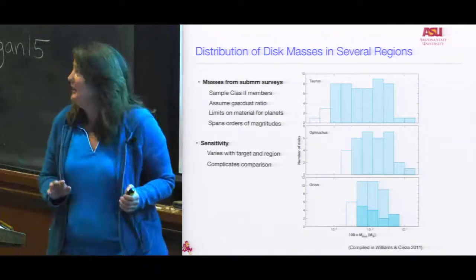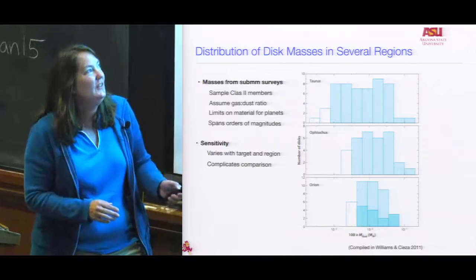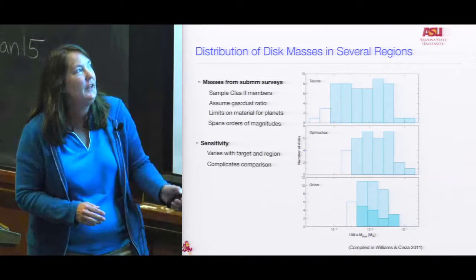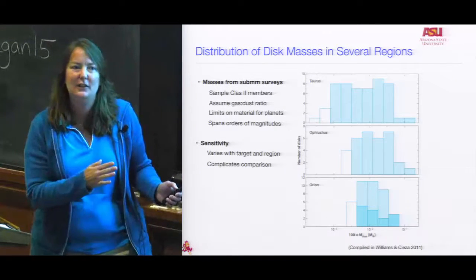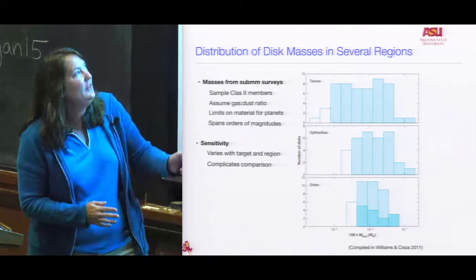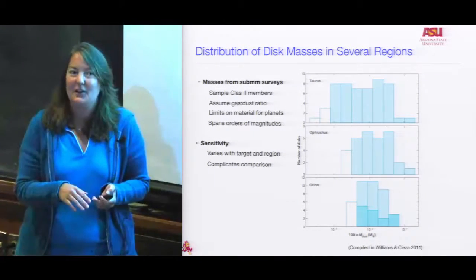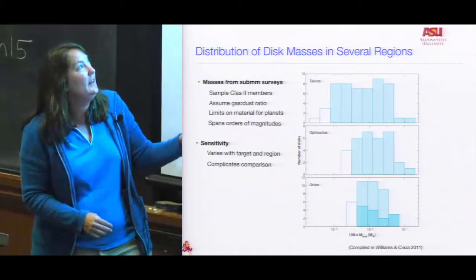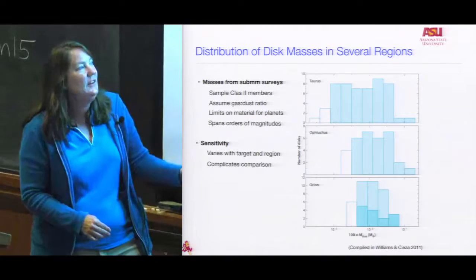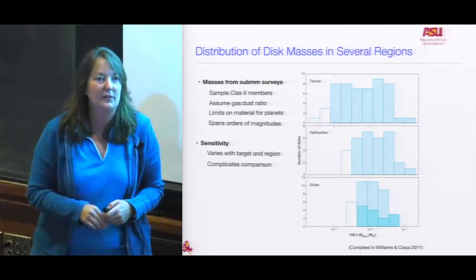The light-shaded bins are meant to be bins of common sensitivity, and you see that the Ophiuchus survey is only really sensitive to its last light-shaded bin. And so that's where this deficit can't be really probed with this data, and that's where the more sensitive ALMA data will then make it possible to study the lowest mass disk comparison.